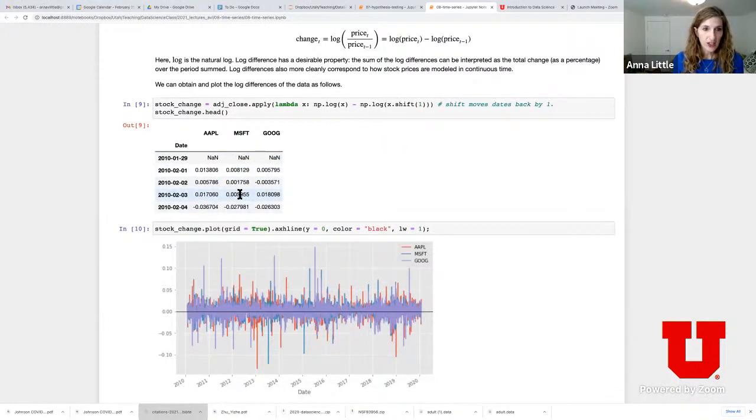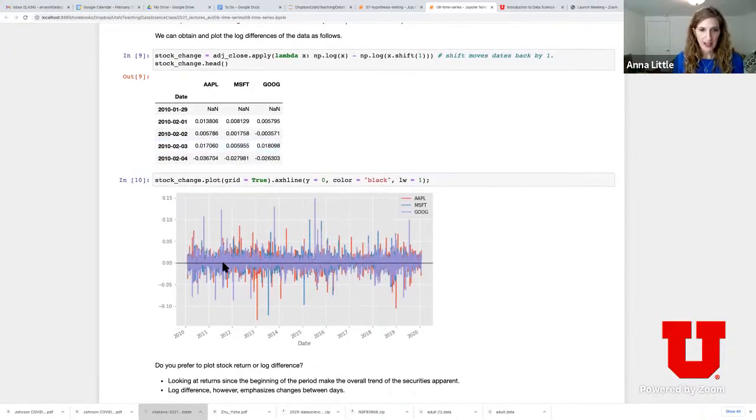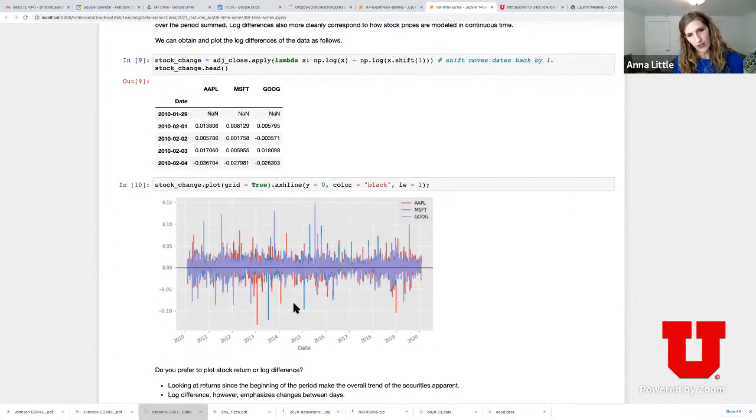So we defined the stock change by the log differences, and now we just want to take a look at the plot. This one looks kind of chaotic, I guess. You got all these spikes everywhere, but we see the daily change in terms of the log difference, and it looks like, what useful conclusions can we draw from this plot?